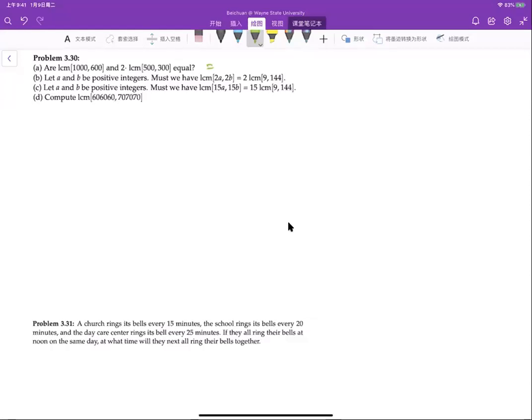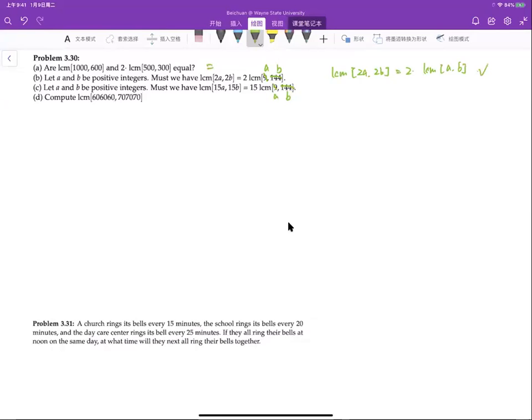And let A and B be 2 integers. Must we have LCM of 2A, 2B equals 2 times LCM of, oh, sorry, that should be A and B. All right, so sorry about the typos. So the question is, is LCM of 2A and 2B equal to 2 times LCM of A and B? So the answer is yes.